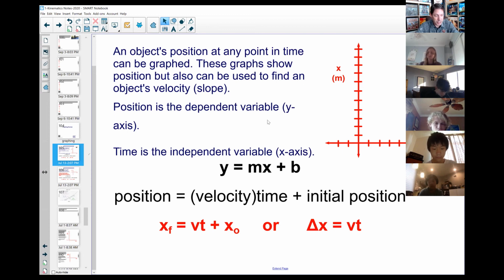Since I'm asking you to put in an acceleration, what is the general shape of your position time graph going to be? So it's going to look like part of a parabola. It's going to be curving in nature. So you will have to linearize it.